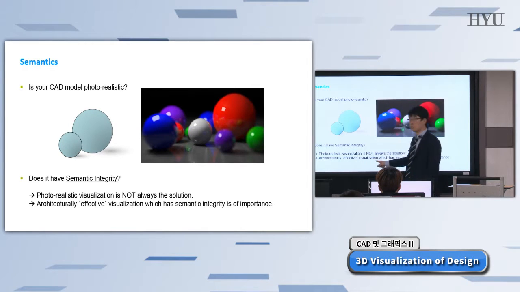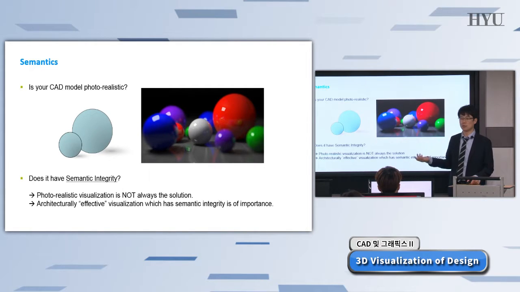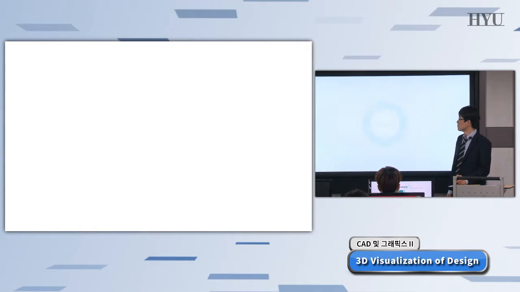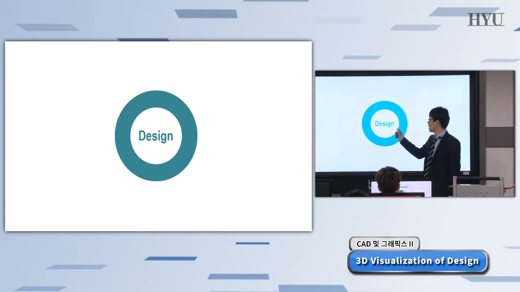Architecturally effective visualization is important, okay? Sometimes you draw by lines instead of rendering. That's much more effective sometimes, okay? Sometimes, of course, photorealistic rendering is critical. So this is our major goal, design.